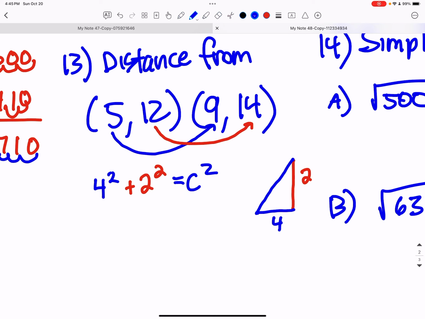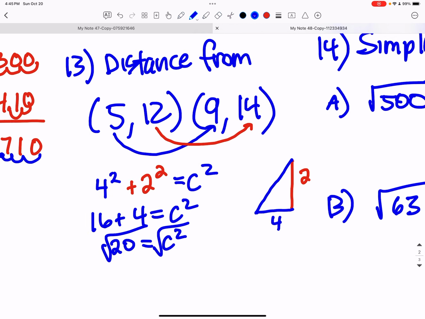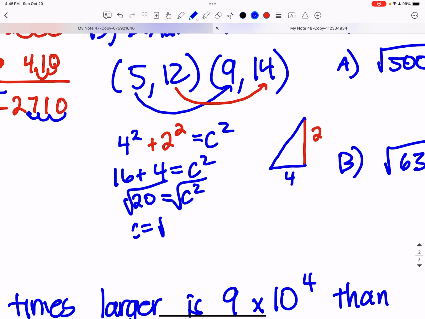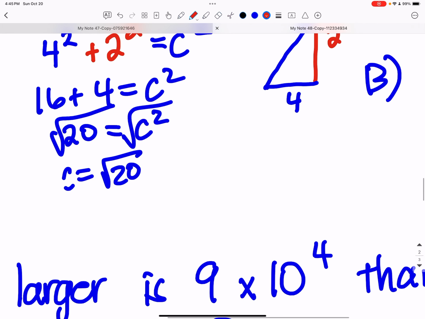So let's figure this out. 16 plus 4 equals c squared. So 20 is c squared. Take the square root. They're the square root of 20 away from each other, but what is the square root of 20? There's a couple ways you could do this. You could tell me exactly that this is the square root of 4 times the square root of 5, and this is 2 root 5. That would be simplifying the answer.